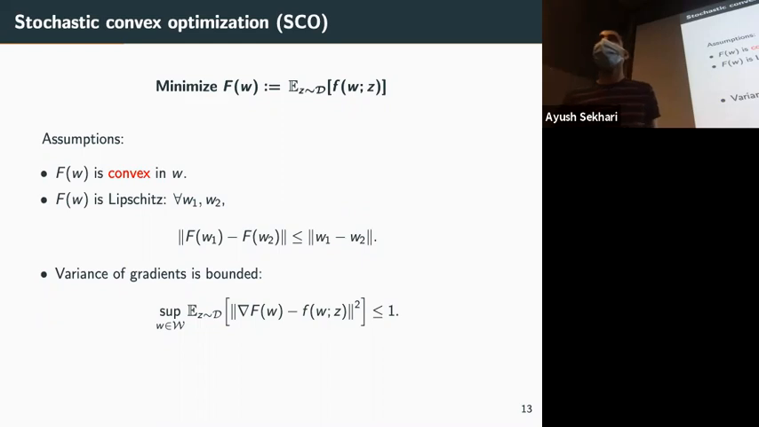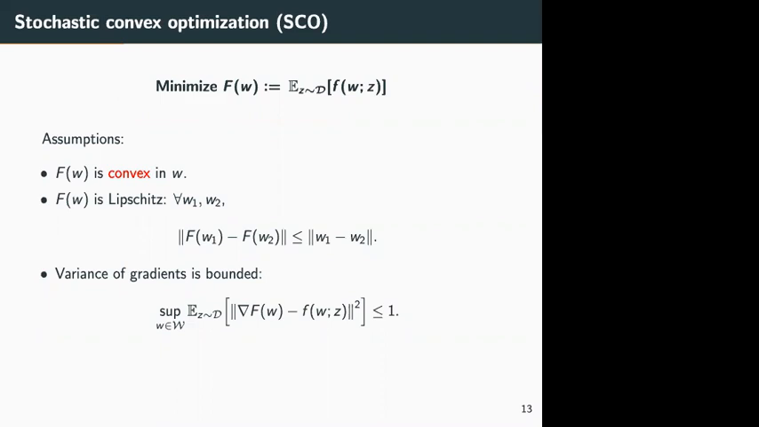Sorry, can you repeat the question? Like you're saying that none of these might hold in the neural network setting, for example. Can you repeat the question also so that the audience can hear? So Gautam is asking if any of these assumptions hold in the neural network setting, and I'm not sure. I don't think neural networks are Lipschitz. Sure. Yeah, or even convex.